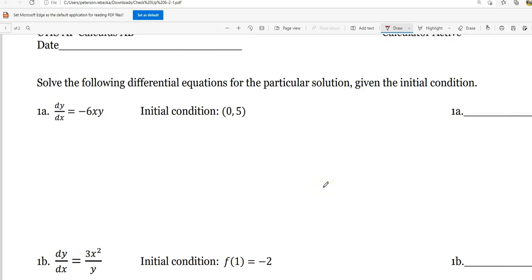Hi, Calculus. Let's do some questions from your checkup. 6-2. Okay, so for that first one, we want to solve the differential equation with the given initial condition.